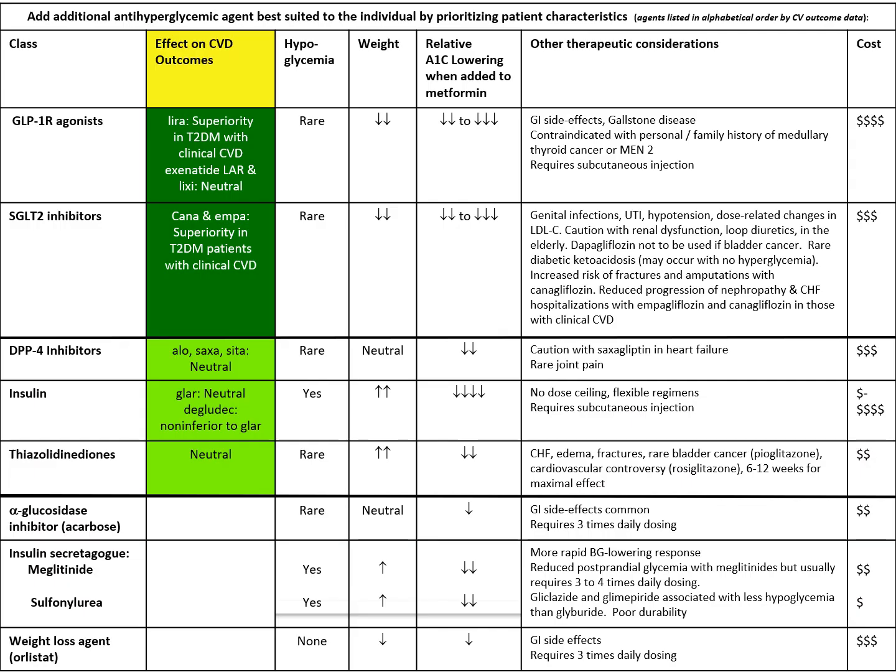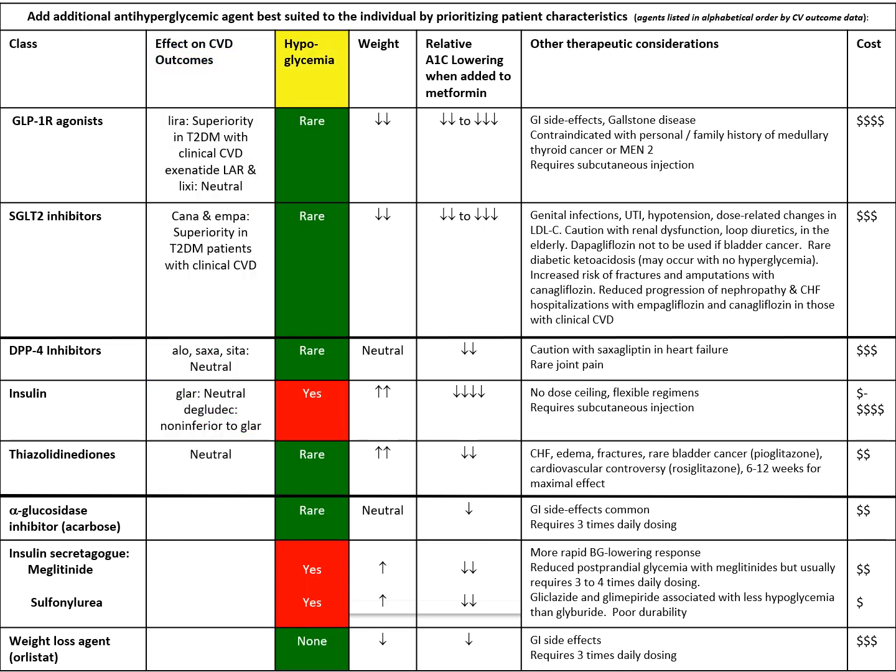This table looks different from the 2013 version. A major change is the placement of the effect on cardiovascular disease outcome column as the first one to emphasize the importance of starting an agent with demonstrated cardiovascular outcome benefit in patients with clinical cardiovascular disease. The agents are not listed in the first column alphabetically, but are listed by cardiovascular outcome data. For drugs with similar cardiovascular outcome data, they are then listed alphabetically.